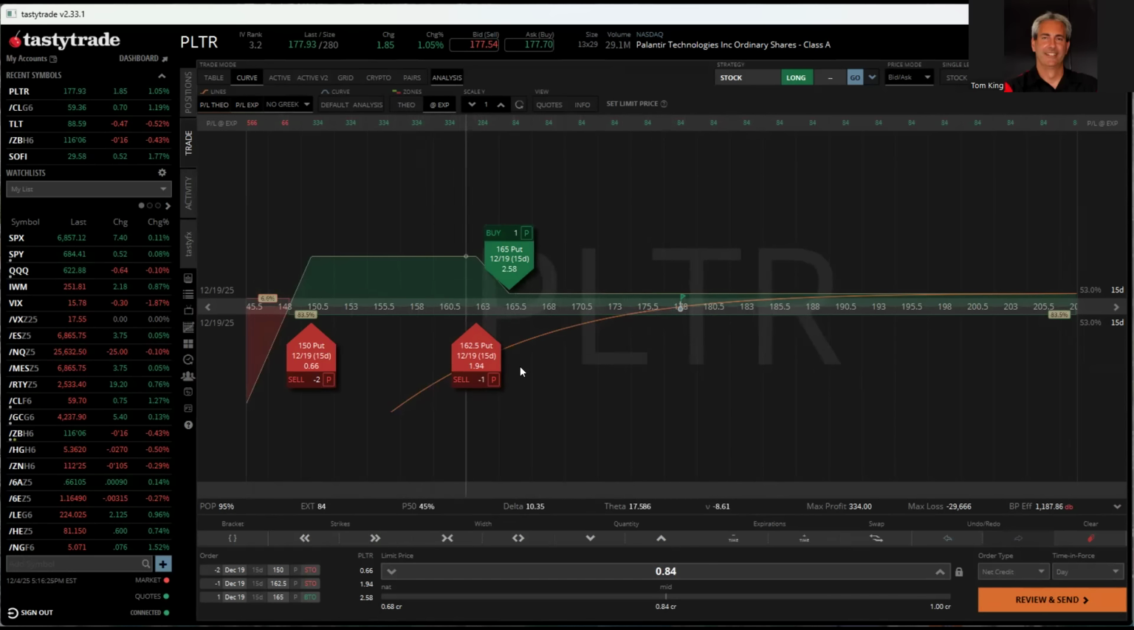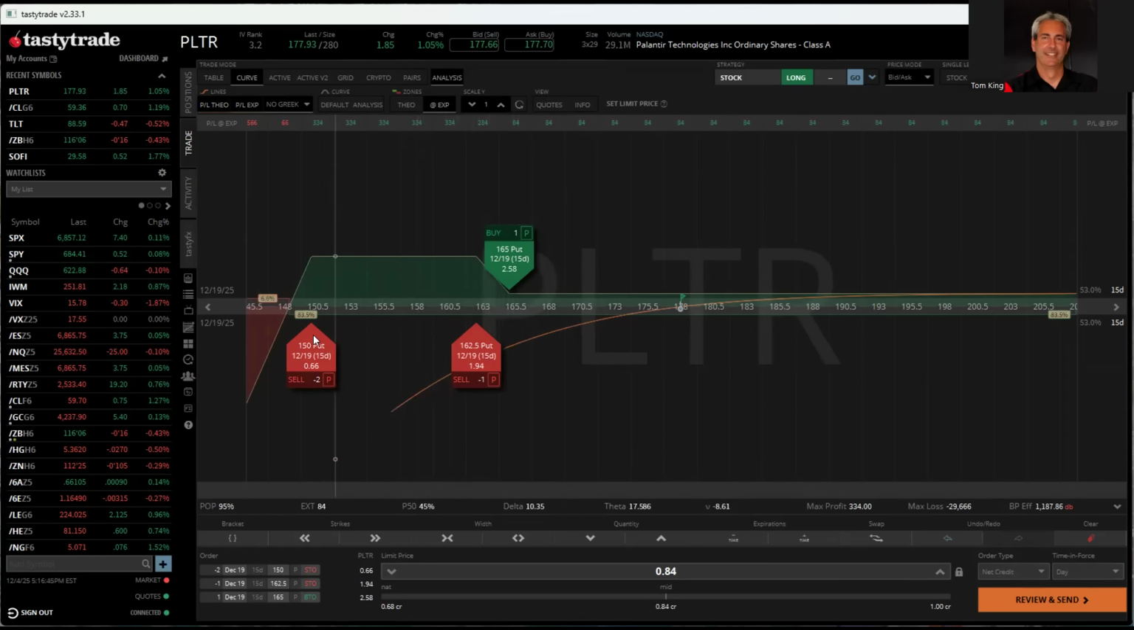Size it however you want to, doesn't really matter. But I'm going to make 7% in 14 days as long as we stay above 150. Now if we drop down into here, and if we drop fast, it's not going to be great. Look at this T plus zero line. It's the same thing as a naked put. You're not going to love it. It's going to look uglier.